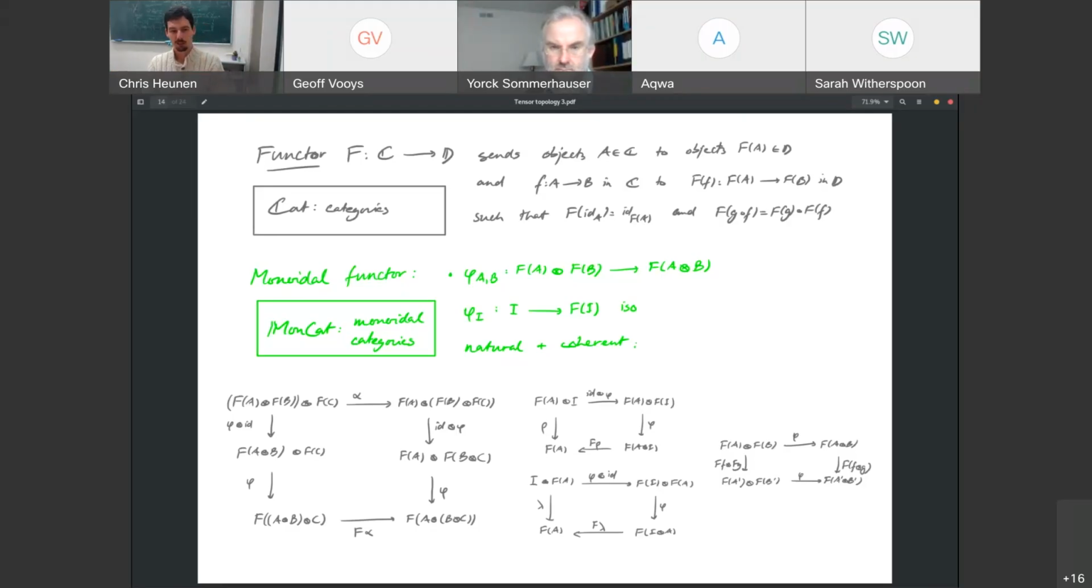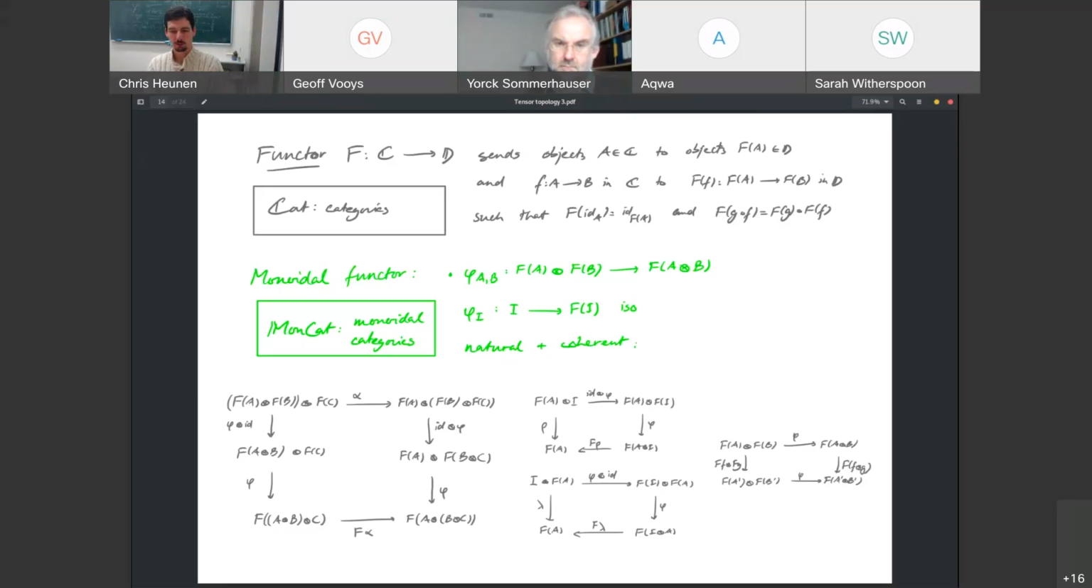And you can put all of these together into a large category called Cat, where the objects are categories and the morphisms are functors. But we're not just interested in categories, we're interested in various monoidal kinds of categories. So I'm going to have to ask some more properties of these functors. First of all, I'm going to ask that the functors we work with are monoidal. So now C and D are not just categories, but monoidal categories.